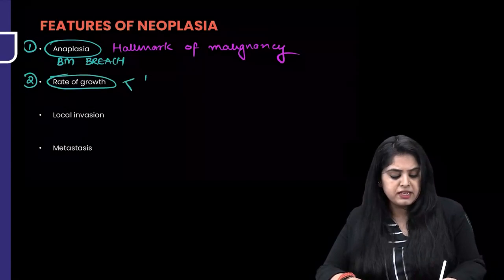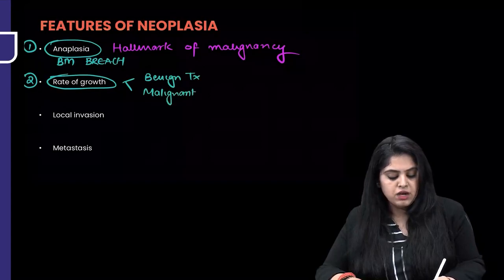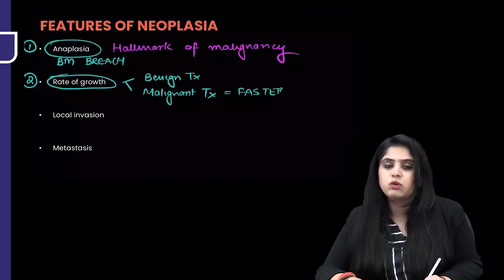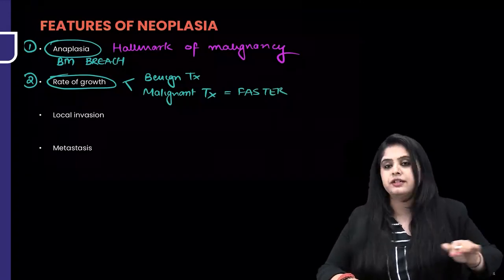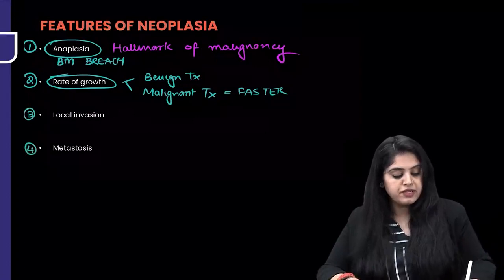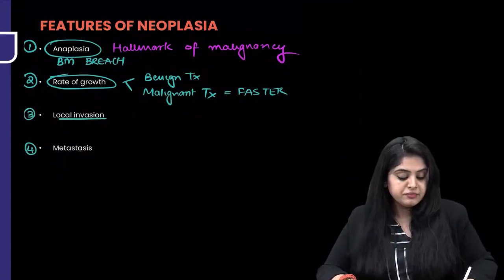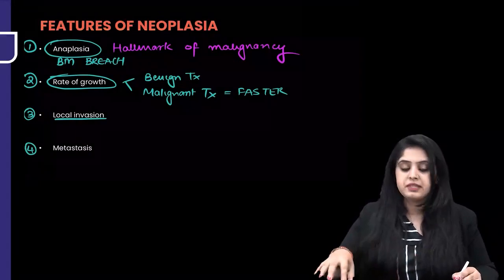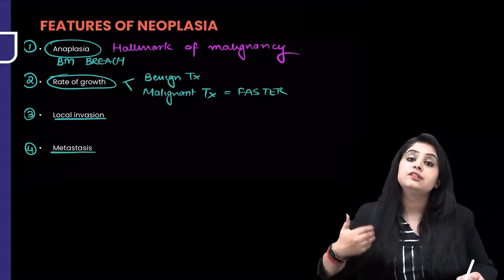Common sense. If I tell you, between a benign tumor and a malignant tumor, which will have a faster rate of growth, of course you will say cancers are going to grow faster. You don't need to write this also. This is common sense, na? Just learn it. Rate of growth is one feature. The third and the fourth features are very important: cancer spreading in the local vicinity and cancer spreading to distant places.